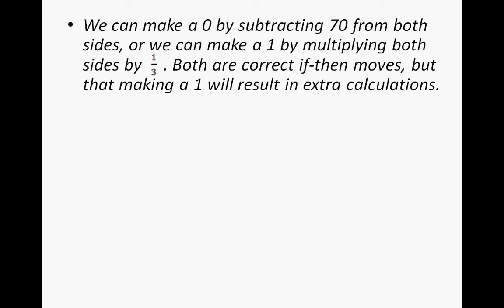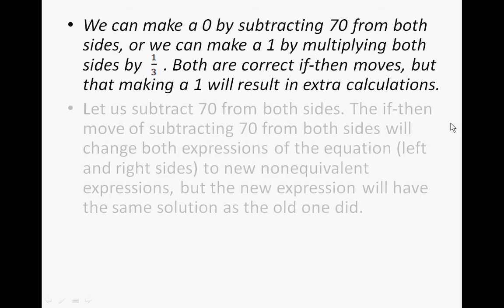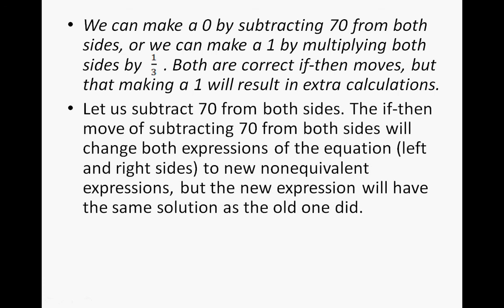Both are correct if-then moves, but if we start by making 1 by multiplying or dividing, then we're going to end up with actually extra calculations. So that's why we always do the order of operations backwards. We start by adding and subtracting first, and then finishing up by multiplying and dividing last. So let us subtract 70 from both sides.